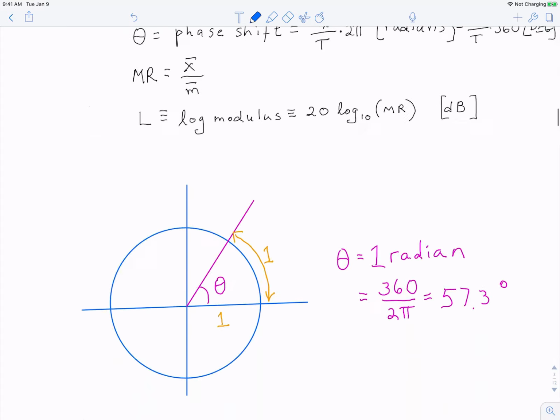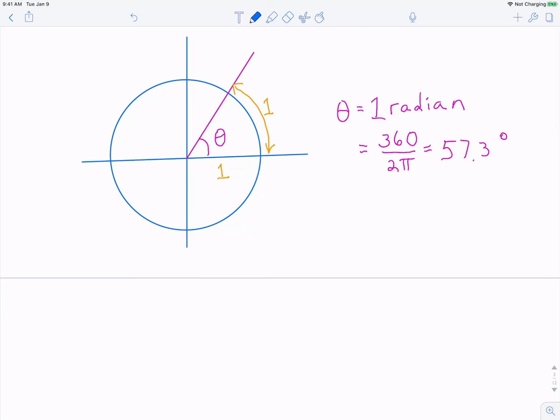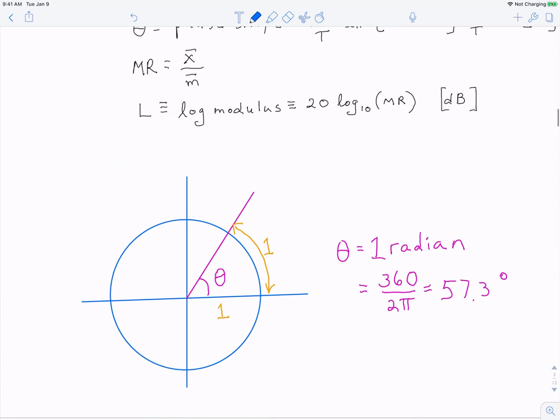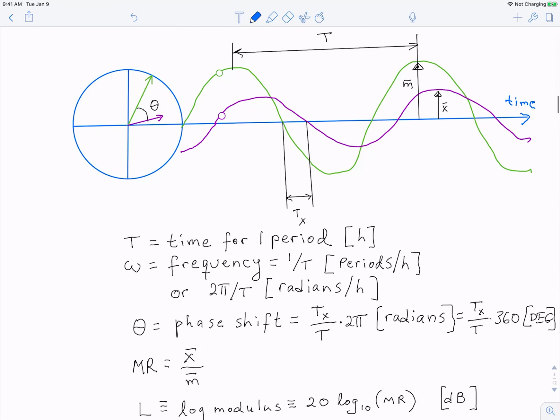Just as a reminder, a radian is a unit of angle equal to an angle at the center of a circle whose arc is equal in length to the radius. Another measure of frequency is therefore 2 pi over t radians per hour. That measure is particularly useful in process dynamics since the time constant and the dead time of a process measured in hours have simple relations to the frequency when it is measured in radians per hour.